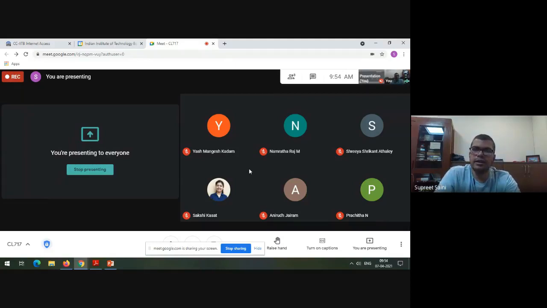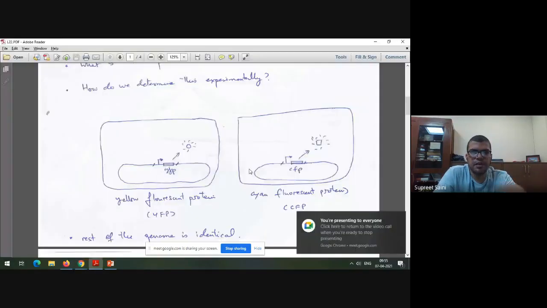Green and red would be a good choice. So you have to be careful when you're working with multiple fluorescent proteins that their excitation and emission spectra do not convolute the observations. All right.